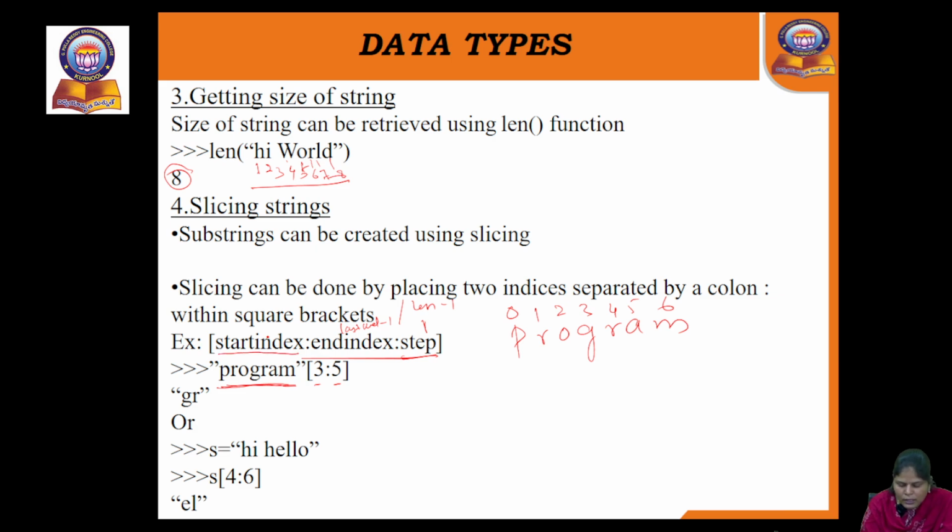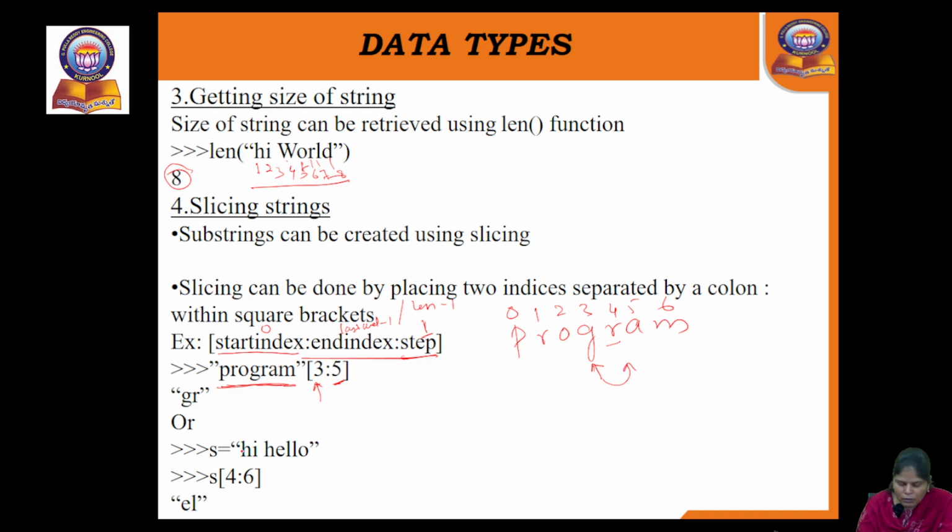Next, the start index default is 0. These are the default values. If you mention values like 3:5, here the starting index I have mentioned is 3 and the last index is 5. That means it goes up to 3, 4, so only 2 indices will be considered. This is the starting index, and it goes up to this. The step default is 1. So after G it goes to R, and GR will be the output.